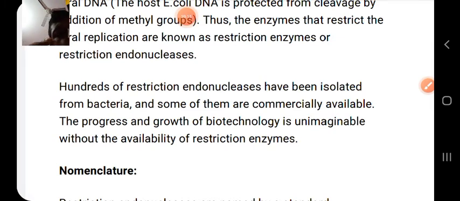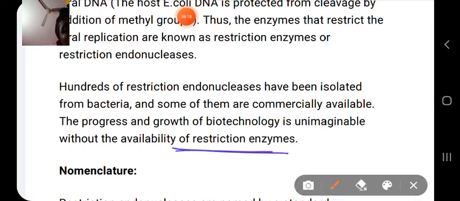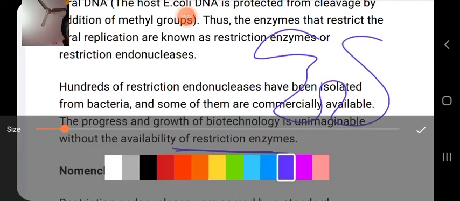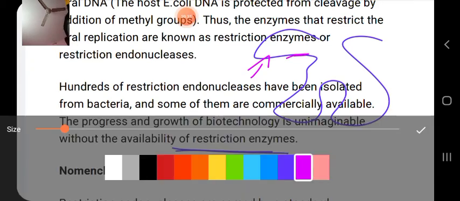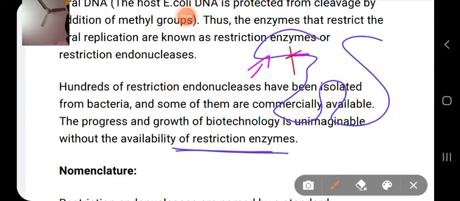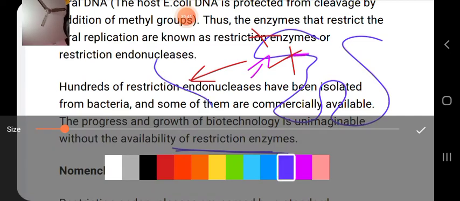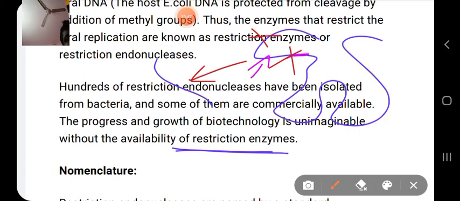The progress and growth of biotechnology is unimaginable without the availability of restriction enzymes. Restriction enzymes play an important role because with their help we can isolate our gene of interest. If this is the place where we have our desirable gene, the restriction enzymes recognize the specific sequences and quickly cleave at that site, and thus we get our desirable DNA fragment.